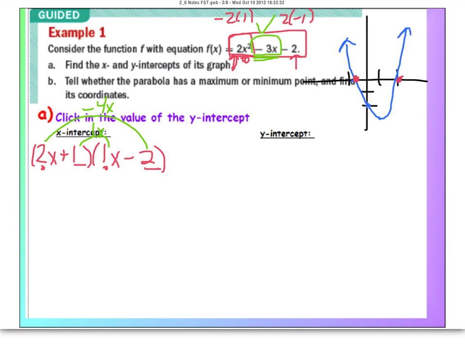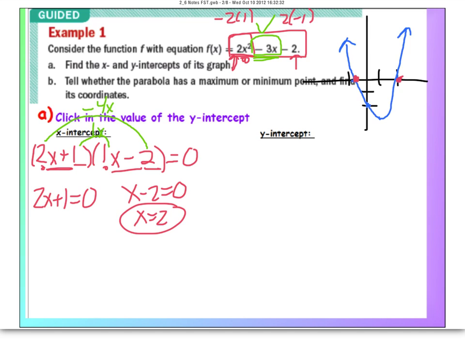So to find the x-intercepts, or what we call the zeros, you set it equal to 0. So I'm going to take each of these two factors and set them equal to 0. The first one is this equal to 0. The second one is x minus 2 equal to 0. Clearly, to solve this one, x is equal to 2.